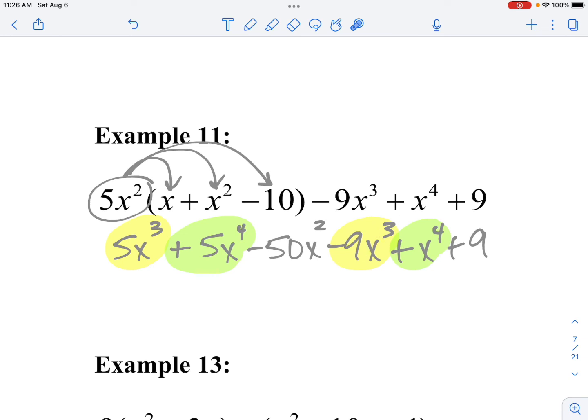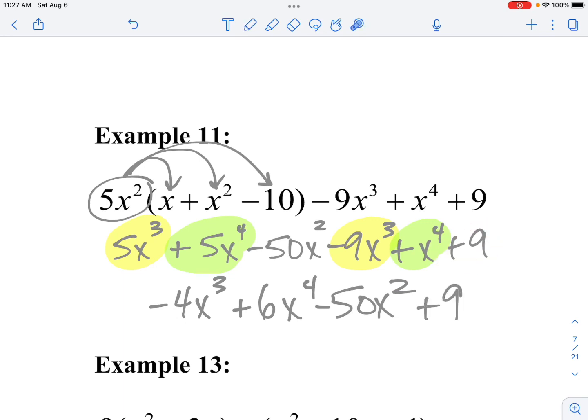Positive 5 times negative, or plus negative 9. 5 minus 9 is negative 4. Keep the x to the thirds the same. Remember, this is what we did on the first page when we just combined like terms. And now I have a positive 5x to the fourth and another x to the fourth, so that makes 6x to the fourth. And I can't do anything with this, so I'm just going to copy it into my answer, negative 50x squared. And I can't do anything with this, copy that into my answer, which is positive 9.